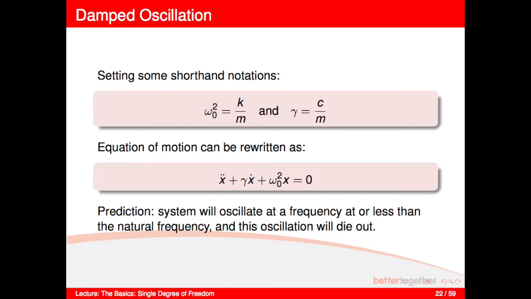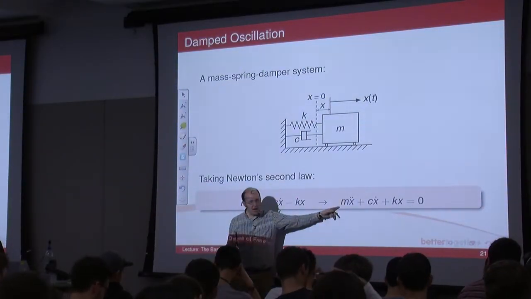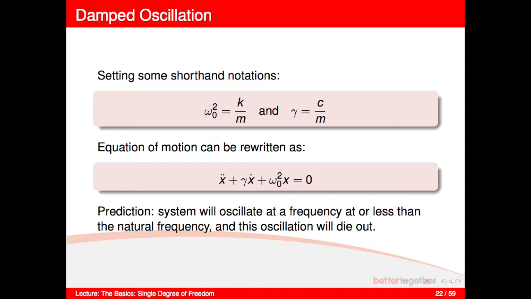Omega naught squared is K upon M. That we saw before. But this new one, gamma, is C upon M. So if I take that equation and divide both sides by M, I end up with C upon M and K upon M. Obviously K upon M is omega naught squared, and C upon M we've just defined as gamma. So the equation of motion could be written like that.